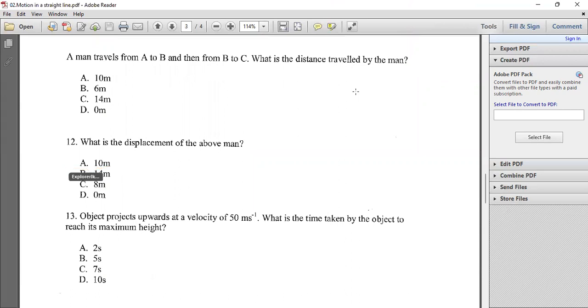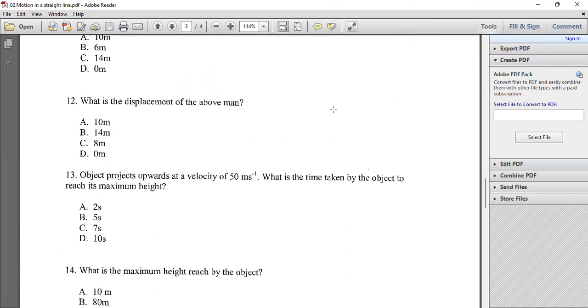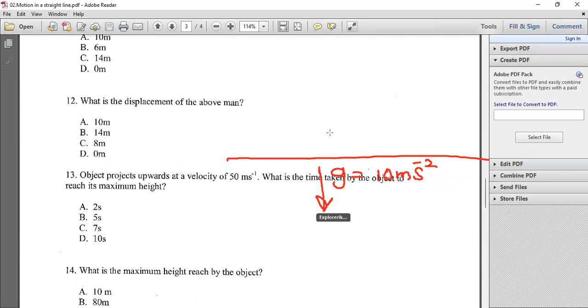All right, the 13th one. An object is projected upward at a velocity of 50 meters per second. What is the time taken by the object to reach its maximum height? The same question we answered before. It is vertically thrown against the gravitational acceleration, because gravitational acceleration acts vertically downwards. So the object is thrown initially with a velocity of 50 m/s. This is at the 0th second.